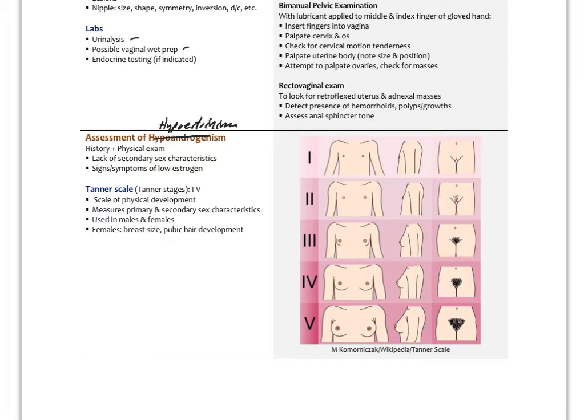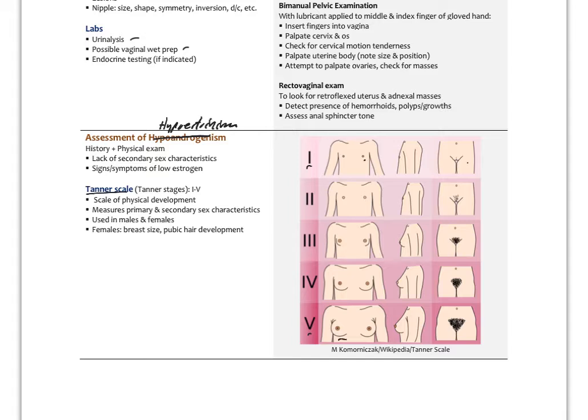And one of the ways we do that is using what's called the Tanner scale. There's a Tanner scale for boys and for girls, and we rank the Tanner stages 1 through 5. And this has to do with the scale of physical development. So it's measuring primary and secondary sex characteristics. Specifically in females, looking at breast size and pubic hair development. So a Tanner scale 1 would be no breast development, no pubic hair.